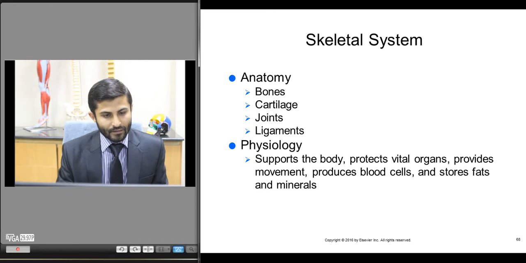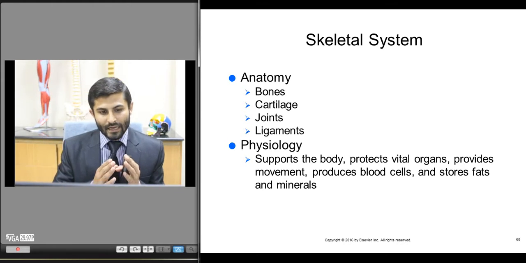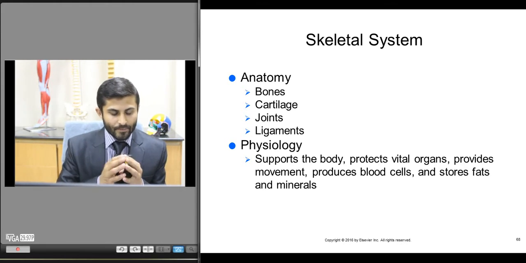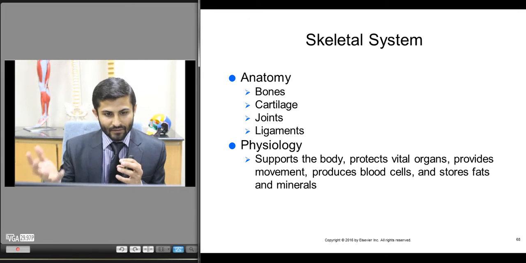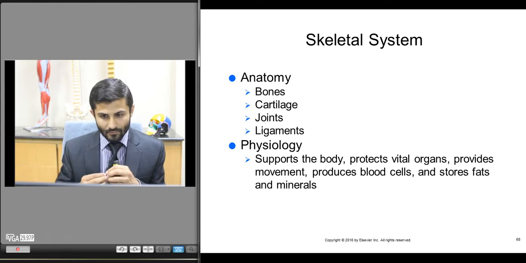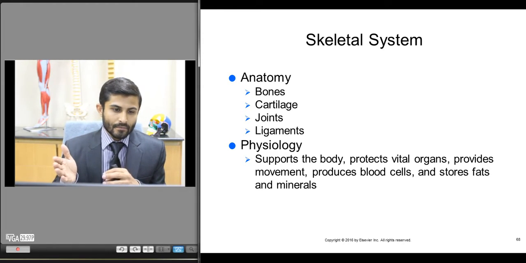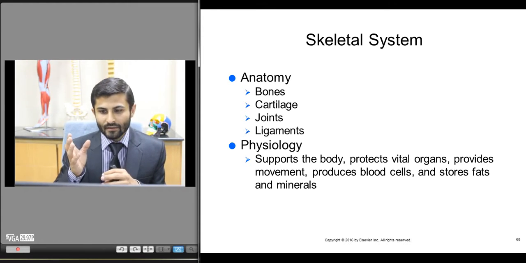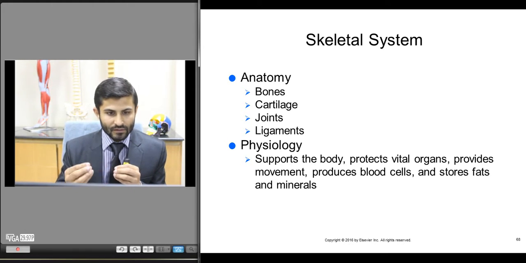It provides movement, definitely. It provides the anchoring points, or the sites of attachment, for different muscles, so as to increase their mechanical advantage or efficiency, so it enables you to move. It produces blood cells. The bone marrow inside the bone, in adults, the long bones or other bones, have red bone marrow that is a source of erythropoiesis, the formation of RBCs throughout life.